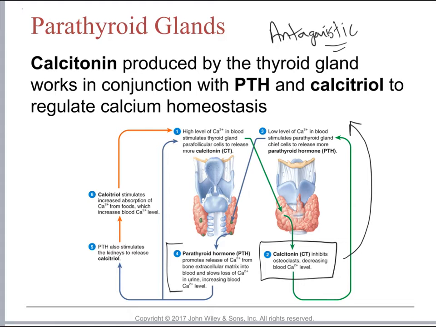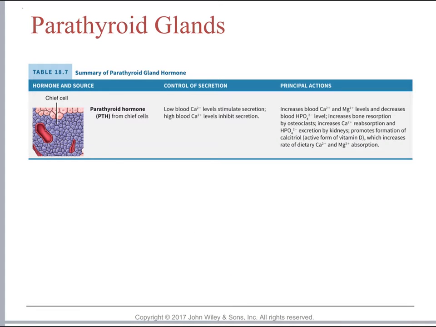So where is the negative feedback loop? Now, PTH also stimulates the kidneys to release calcitriol. Calcitriol is going to stimulate increased absorption of calcium from foods, which increases blood calcium levels, which will bring us back to a high level of calcium in the blood. So we could put it all together into a nice neat table, 18.7, the parathyroid. Let's write it out though. So the parathyroid gland, the chief cells in the parathyroid gland secrete PTH.